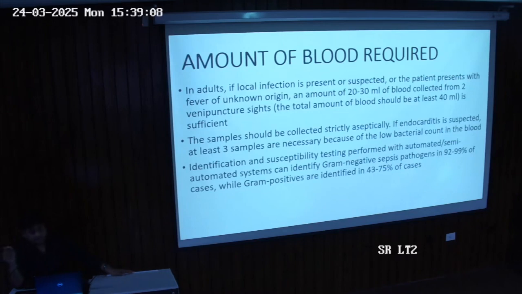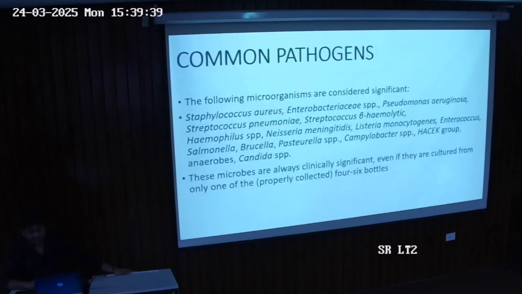The amount, usually 20 to 30 ml of blood, is collected from the 2 sides. So at least 40 ml of blood should be used. Sample should be collected strictly aseptically. If endocarditis is suspected, at least 3 samples are necessary because there is a low blood bacterial count. Identification and susceptibility testing are performed with the automated system, which can identify gram-negative sepsis pathogens up to 100%, but gram-positive up to 75%.